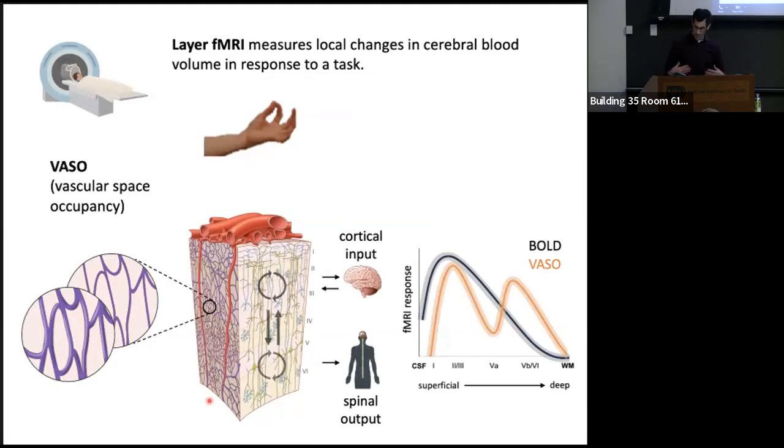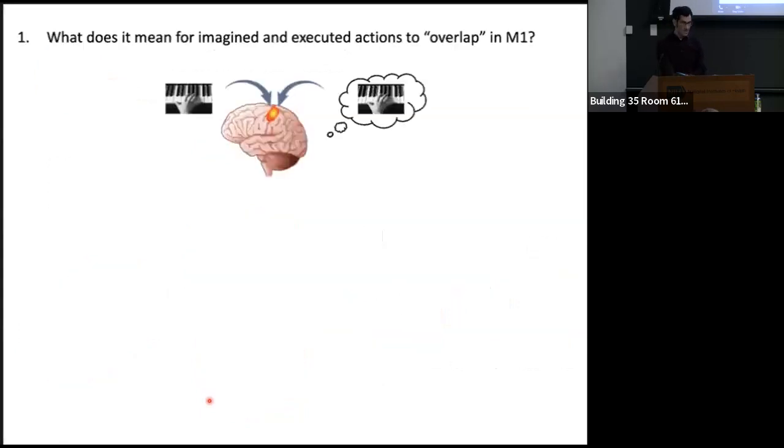So with VASO in hand, we did an experiment in M1, building off of this double peak response that Renzo and others had already shown in M1 in response to tapping. And we wanted to ask two questions. First, what does it mean for imagined and executed actions to overlap in M1? Just like I was talking about in V1, there's lots of evidence that executing an action or simply imagining it both evoke overlapping activity in primary motor cortex.